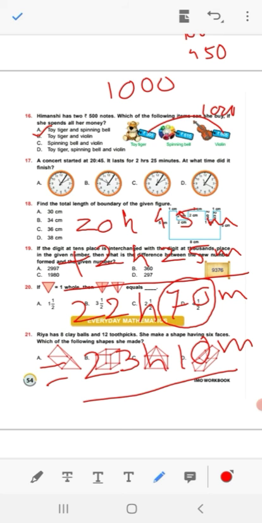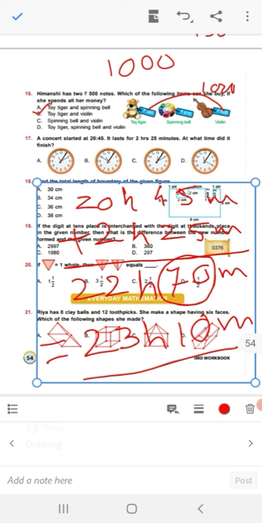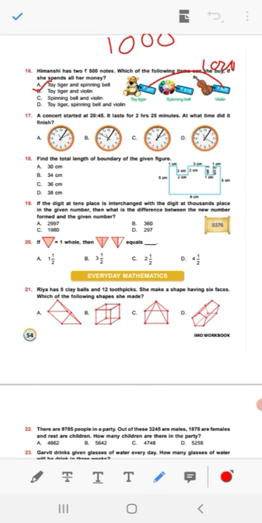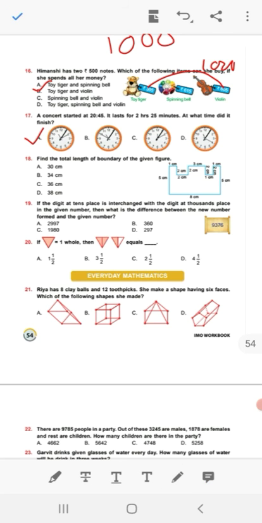So 23 hours 10 minutes means its time is at night 11:10. So which option is correct here? Here we are getting option A. 11:10 is showing here. 17 A. Pass to question number 18.